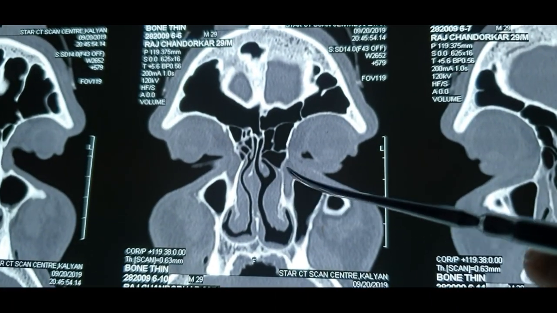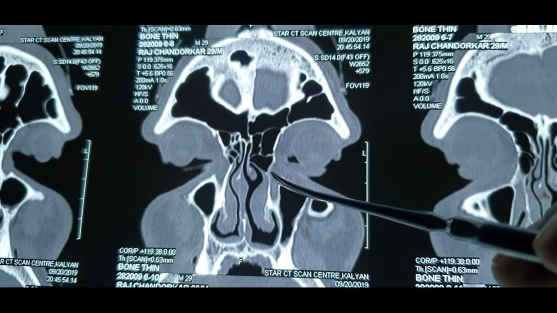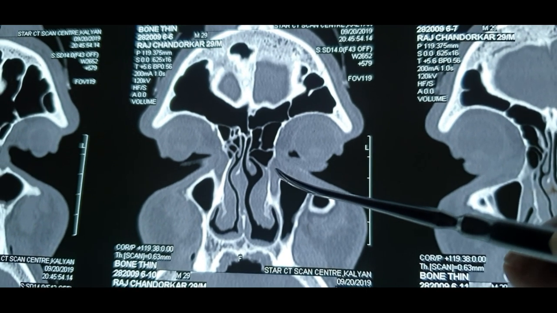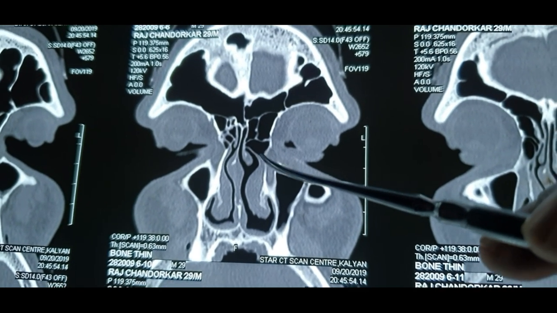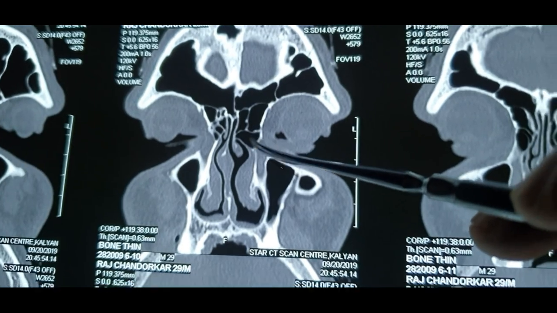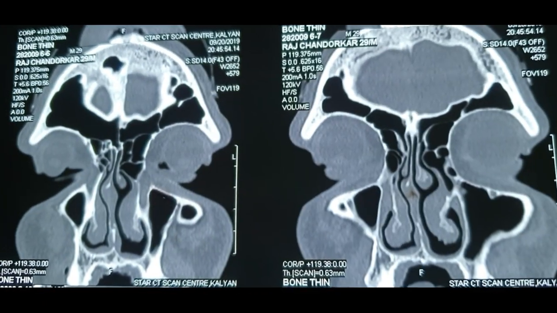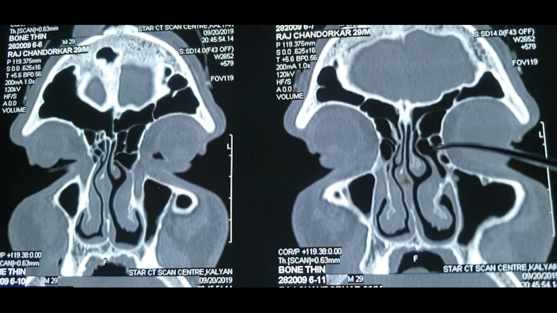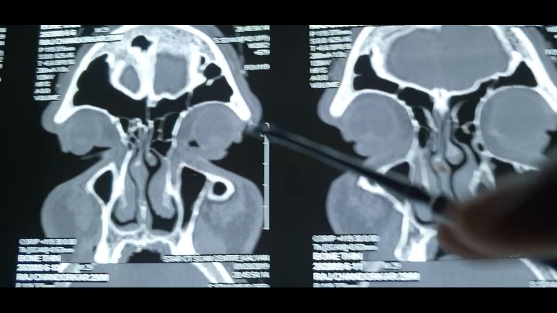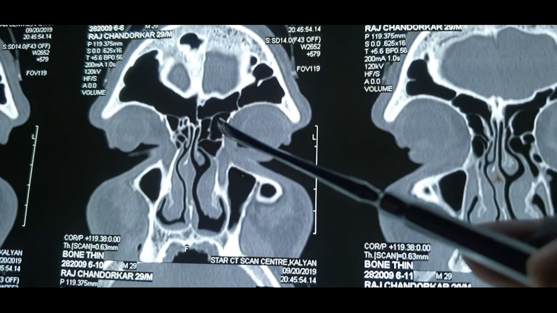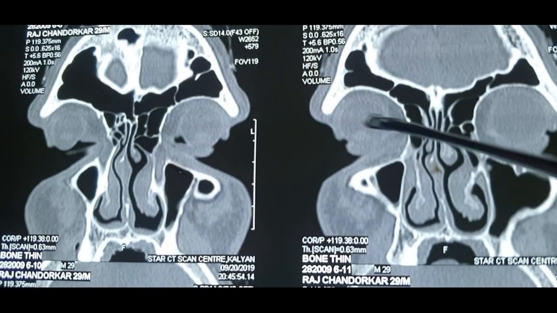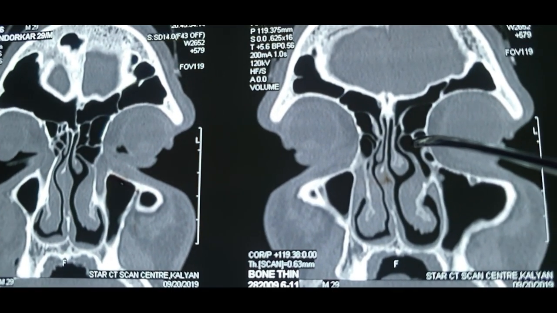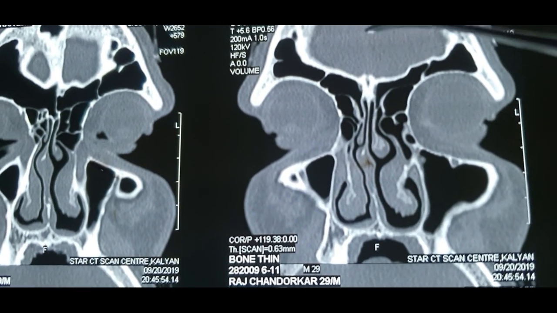So whenever you see the nasolacrimal duct region, nearby anterior to it should be the agger nasi. Once you locate the agger nasi and keep on going posteriorly, so this was the agger nasi here, posterior to it opens the frontal recess, and furthermore posterior if you go, comes the bulla ethmoidalis.